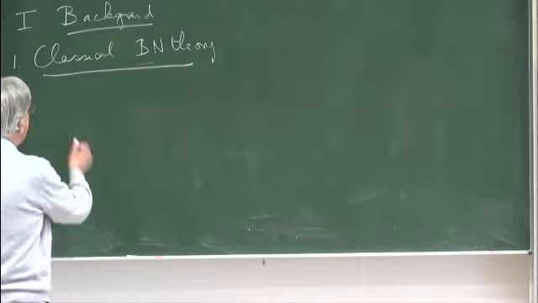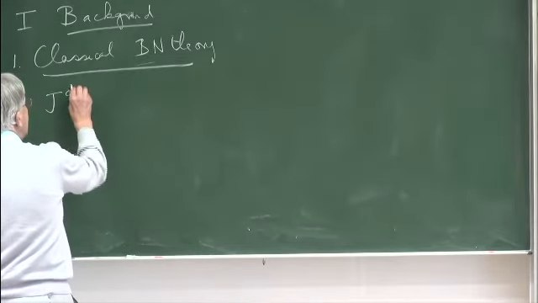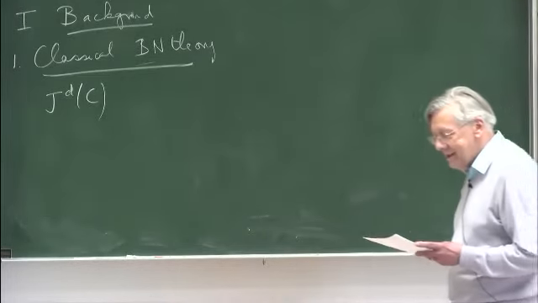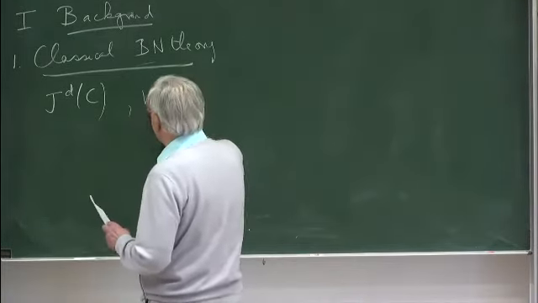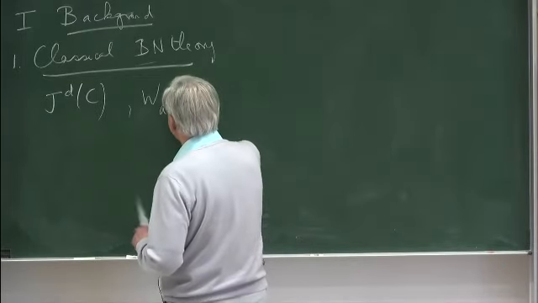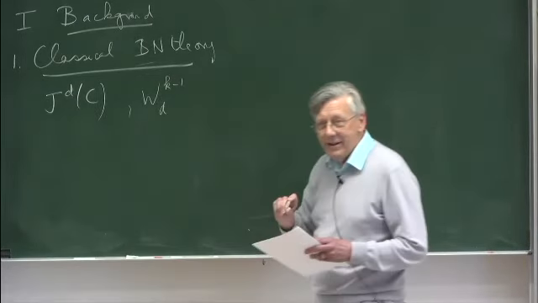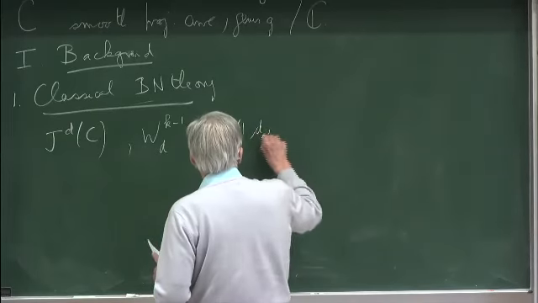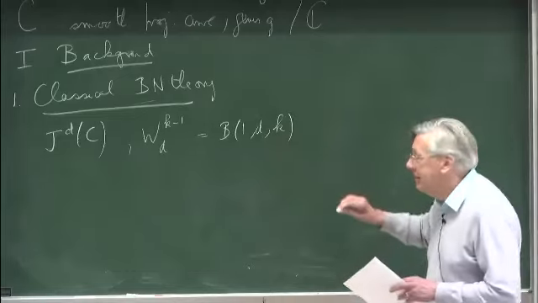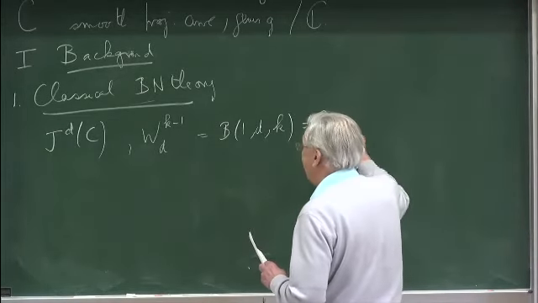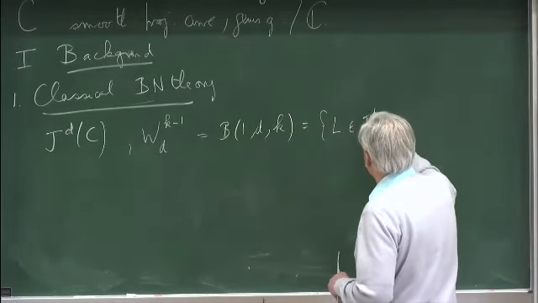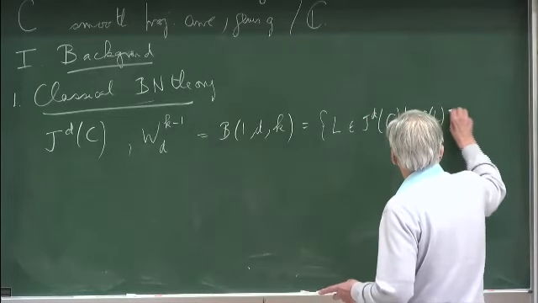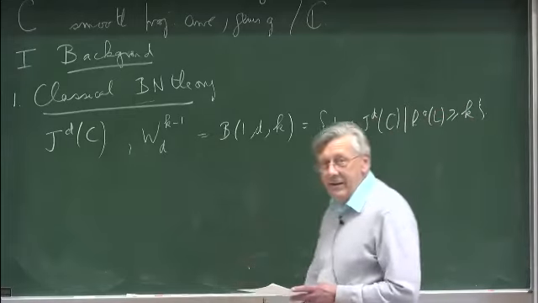So we consider the Jacobian J_d(C), consisting of line bundles of degree d on the curve C, and within that the locus, which is denoted classically by W^{k-1}_d, and I prefer to denote by B^1_{d,k}, and that is the line bundles in J_d(C) for which h^0(L) is greater than or equal to k.